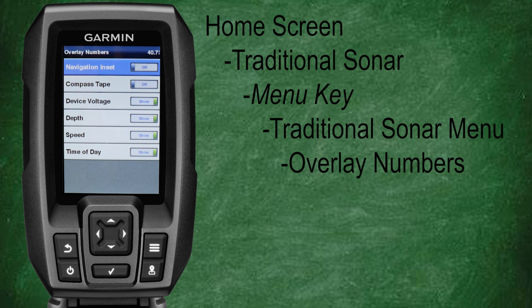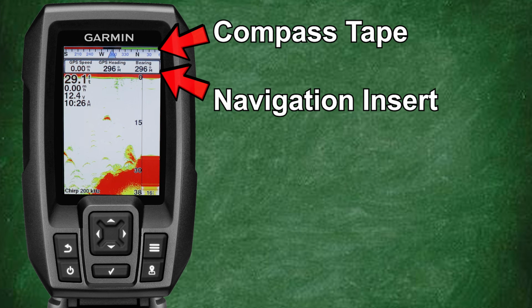We can add the navigation insert, compass tape, and decide if we want to hide or show our device voltage, depth, speed, or time of day. Now, as I've said in the past, you're welcome to turn on the navigation insert and compass tape, especially if you like them and find them useful. But again, in my opinion, they take up just a little too much real estate on my screen, and I prefer to keep them off.